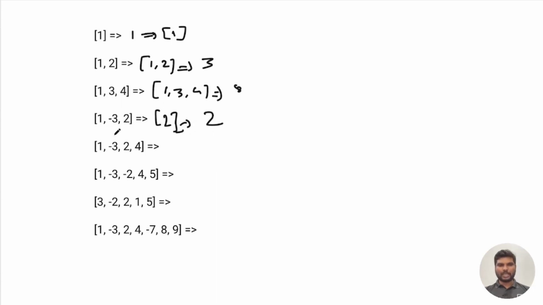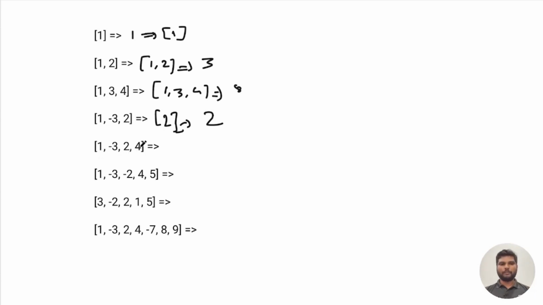Cool. Why is that the case? Because 1 is producing 1. If we add minus 3 in any subarray, it is giving us a negative result. Even if we consider minus 3, 2, it becomes minus 1. So 2 is the only element which is giving us a positive result. Okay, now let's consider this example.